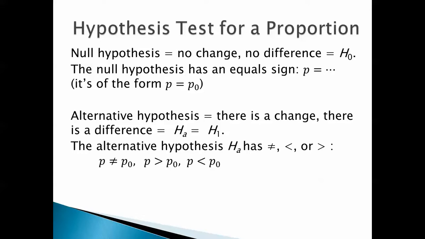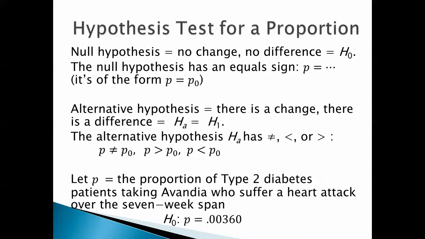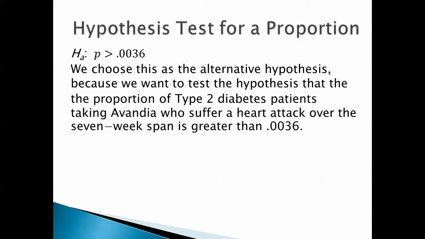The alternative hypothesis is that there is a difference. So in this case, the null is that the proportion of type 2 diabetes patients taking Avandia who suffer a heart attack over the 7-week span is 0.00360. If we want to represent this symbolically, we would just say let P equal the proportion of type 2 diabetes patients taking Avandia who suffer a heart attack over the 7-week span. And then our null hypothesis is that P equals 0.00360.